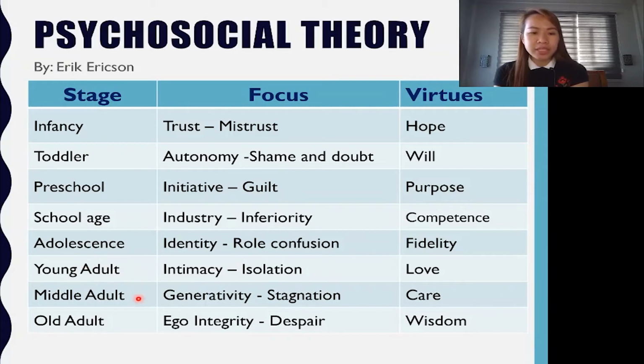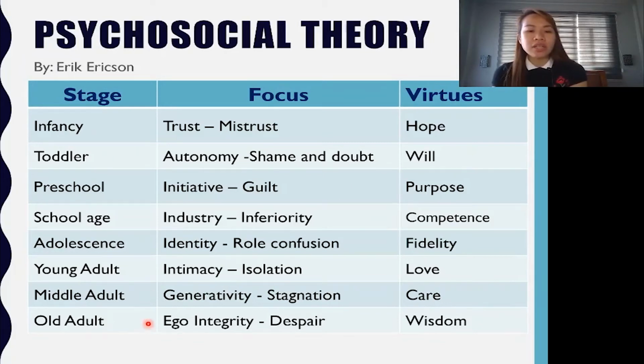Alright, next is middle adult, generativity versus stagnation. The virtue is care. So, generativity at this age, this is the time that adults would like to share what they have learned in life to the younger generation. So, ito yung mga nakikita natin mga church elders. They want to teach the younger children what to do. So, yun, middle adult, generativity. You want to pass on what you have learned to the younger generation.